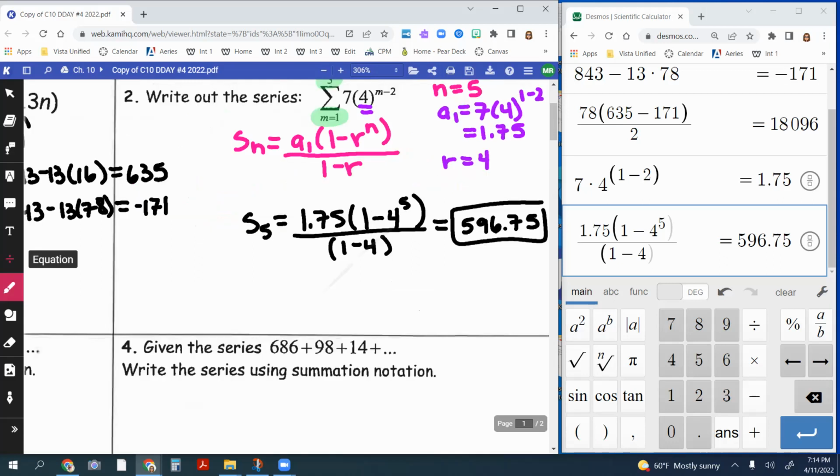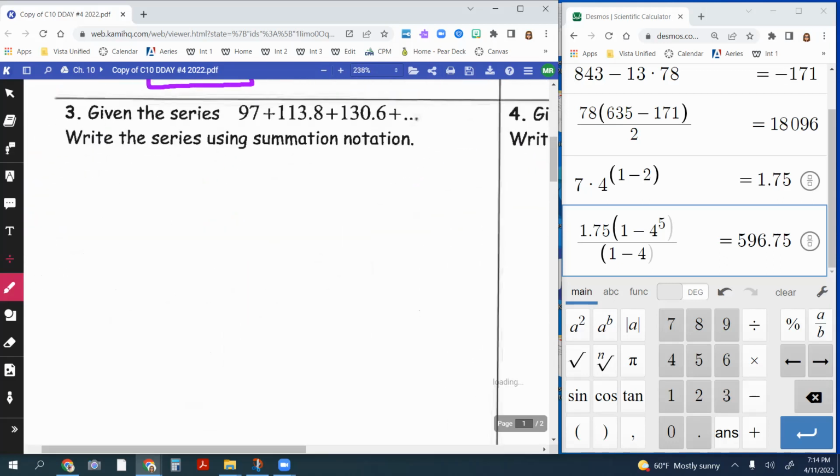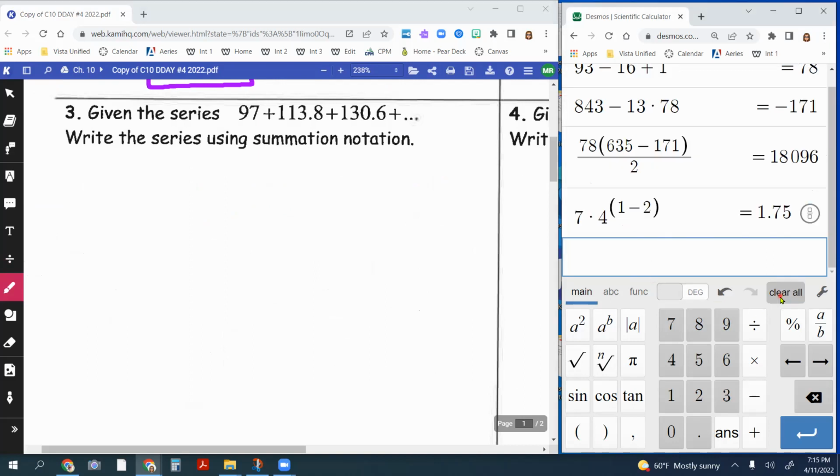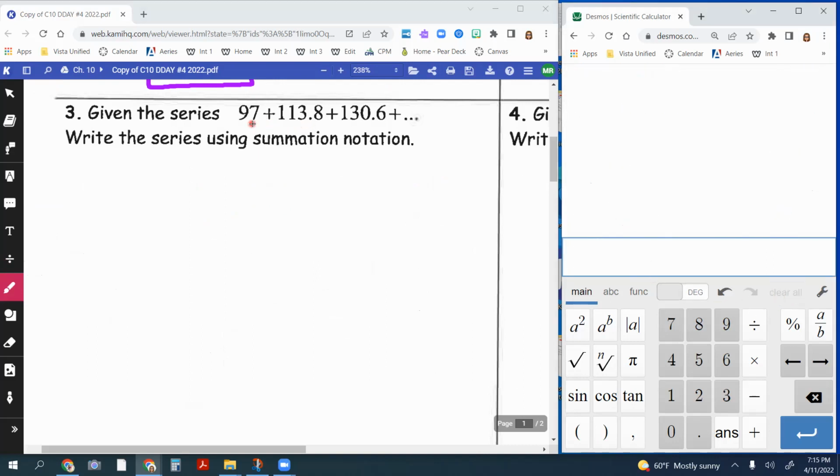So on number 3, they want us to write it in summation form. We need to figure out what we're doing. When I'm looking at this, I start off with a decimal. So let me take 113.8 and subtract 97, and I see that that's 16.8. Let's see if that's the same as 130.6 minus 113.8. So yeah, I'm adding 16.8.